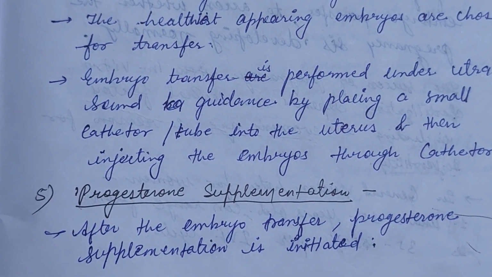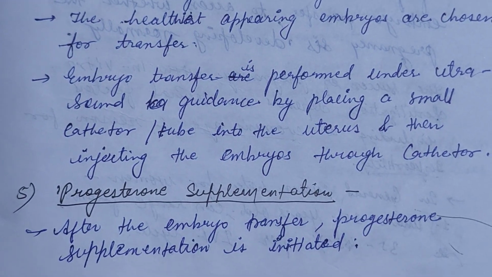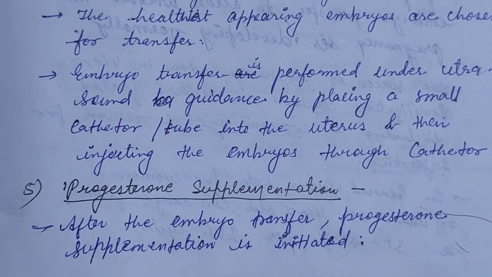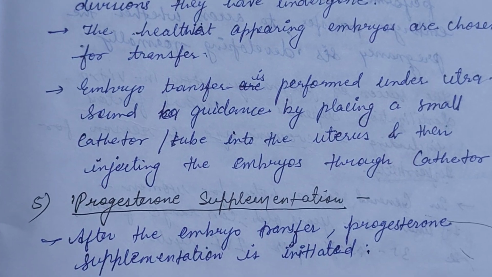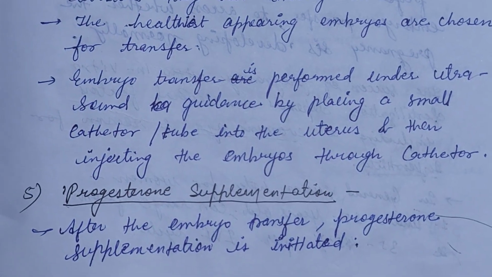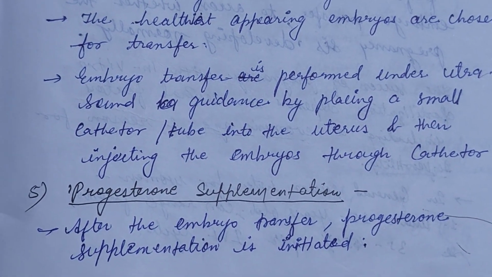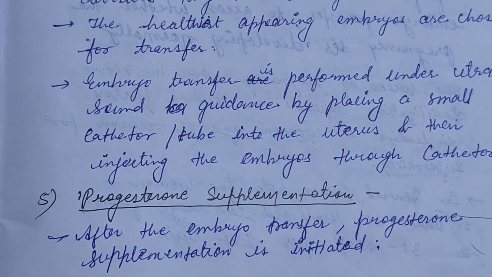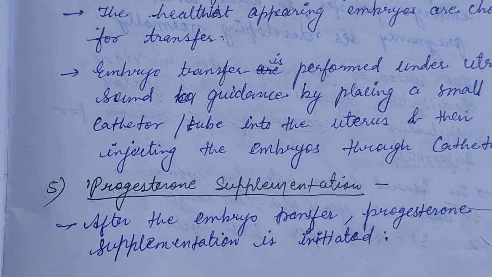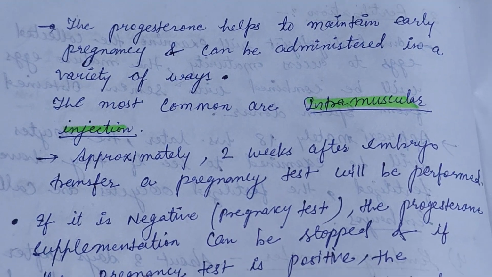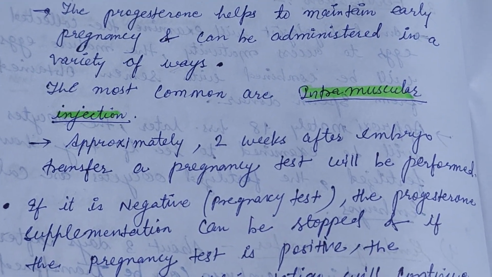The next step is progesterone supplementation. After the embryo transfer, the progesterone supplementation is initiated. As we know, the progesterone hormone maintains the embryo and the development of all the other organs of the embryo. The most common form is intramuscular injection.